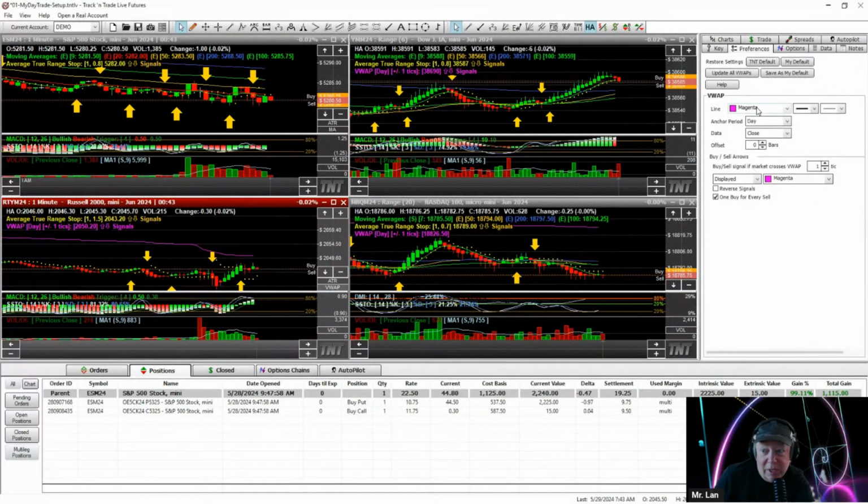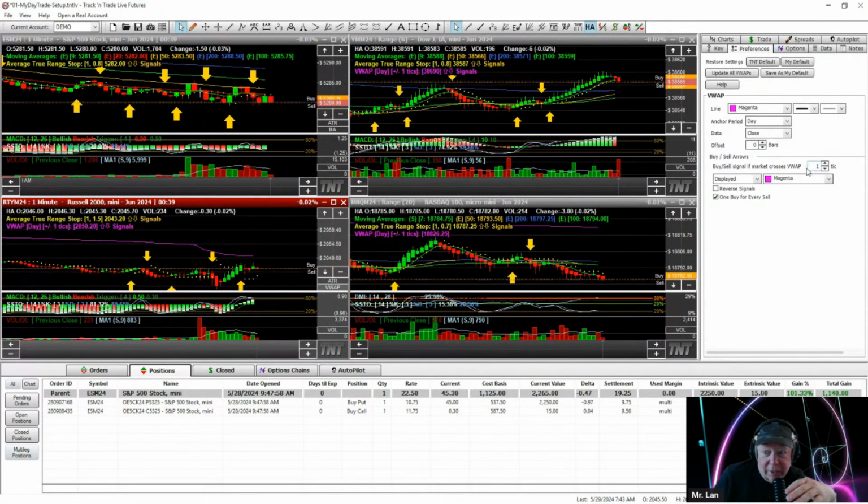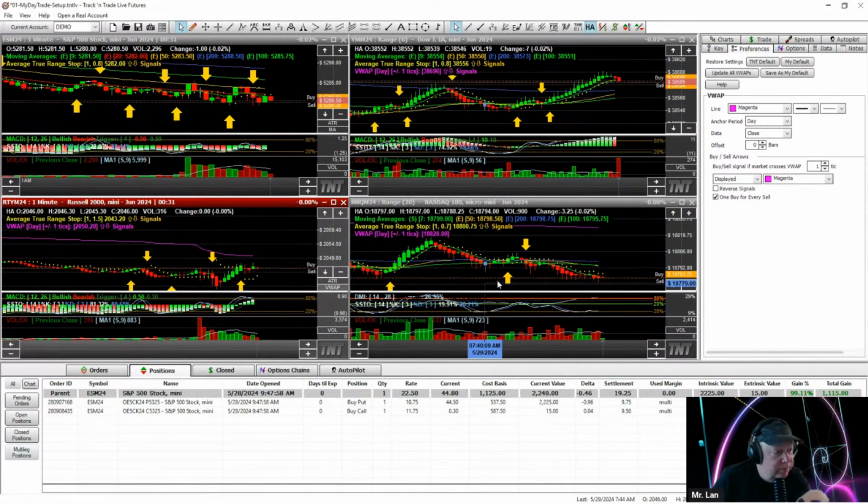So we're going to come into the VWAP setting. I got it set to magenta day, 0 bars, 1 tick, displayed, 1 buy for every sale. Actually, I got it all set up just the way I want it. That's just how I want it. You can take a picture of that right there. And we're going to come in and I'm going to save that as my default.